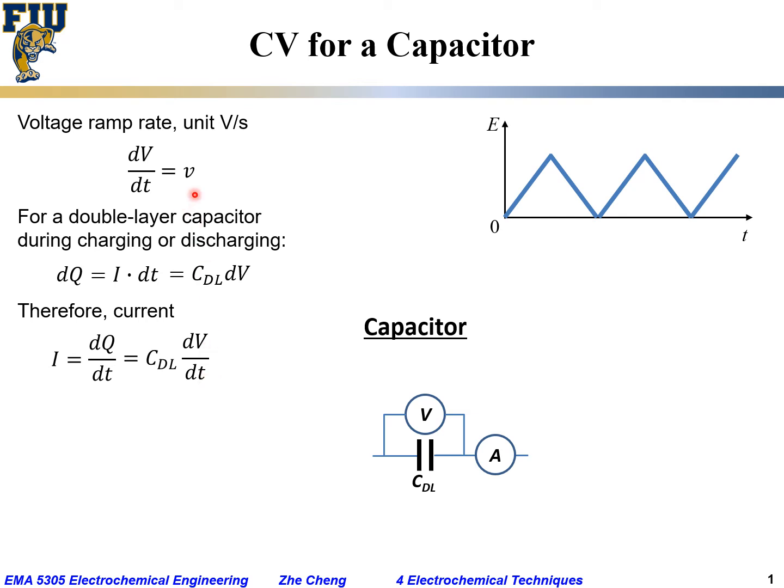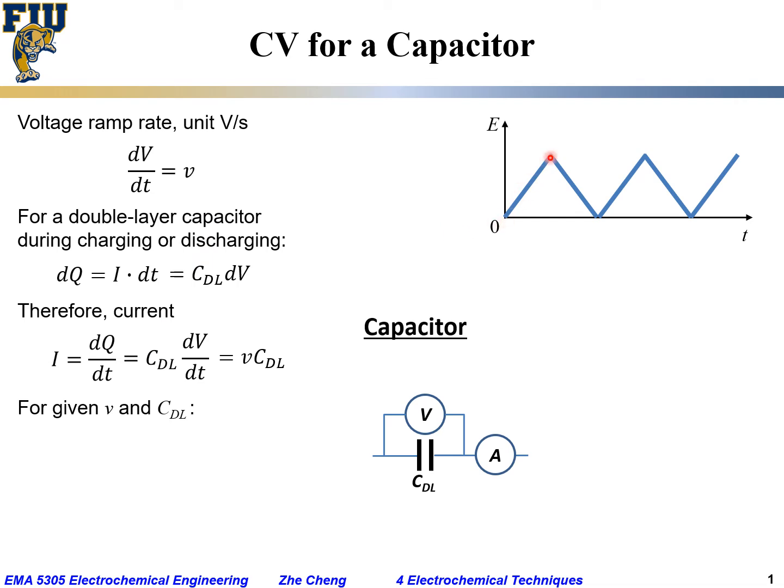And then remember, we give the definition dV over dt defined as small v, the velocity or ramp rate of voltage. Then we can write the current would just be dV over dt, which is v, times C_dl, the capacitance for this double layer capacitor. Okay, so we got a simple relationship from what we learned before in physics. Current is related to the ramp rate of voltage times capacitance.